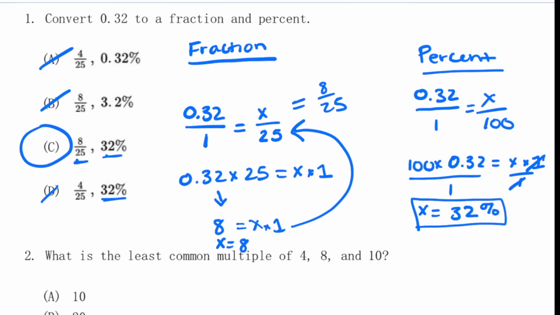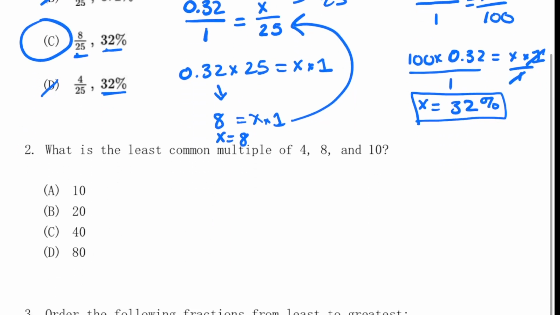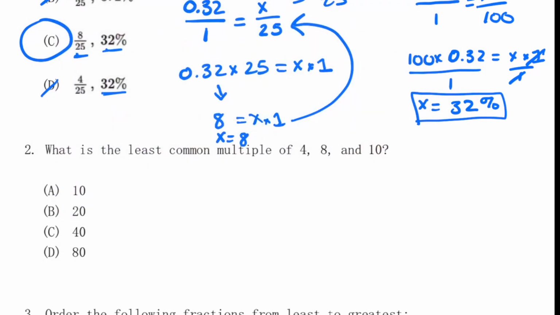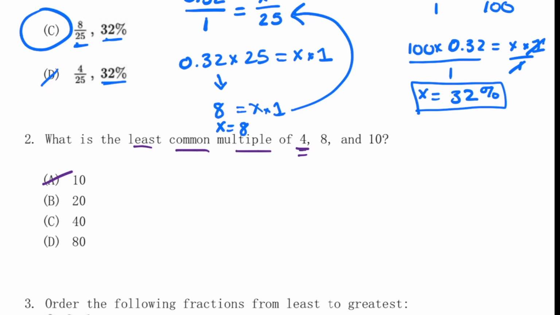The next question, what is the least common multiple of 4, 8, and 10? So let's just walk through this. Let's first start looking at 4. So 4 does not go into 10, so A is out. 4 does go into 20 5 times, 4 goes into 40 10 times, and 4 goes into 80 20 times. So that leaves us still with those 3 answers.